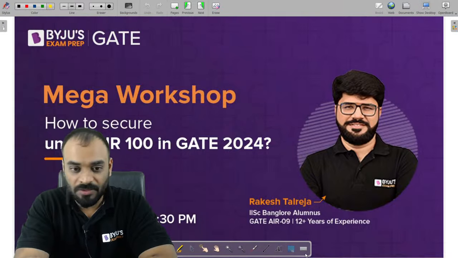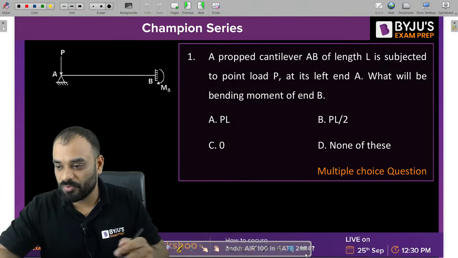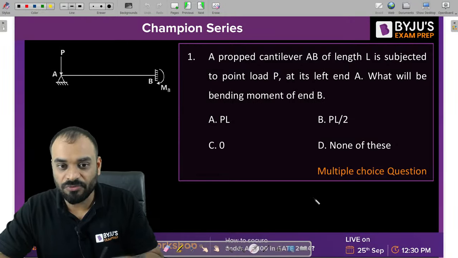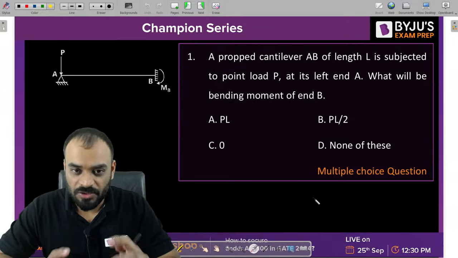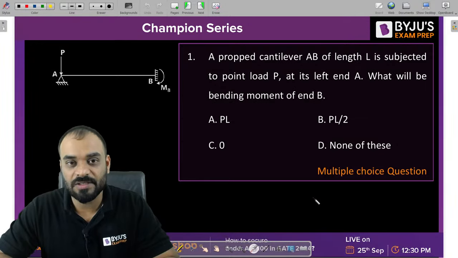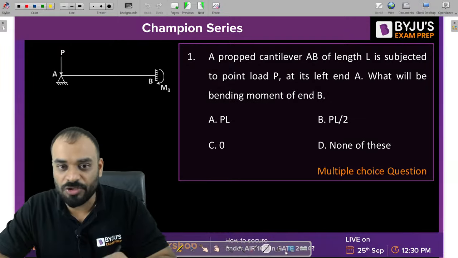So let's start the session guys with question number 1. This is our question number 1. Please tell me the answer of this question guys. What will be the answer for this particular problem? Just you have to solve this question and at the same time I'm also solving and we will discuss the problem in detail. This is basically an MCQ type of question.